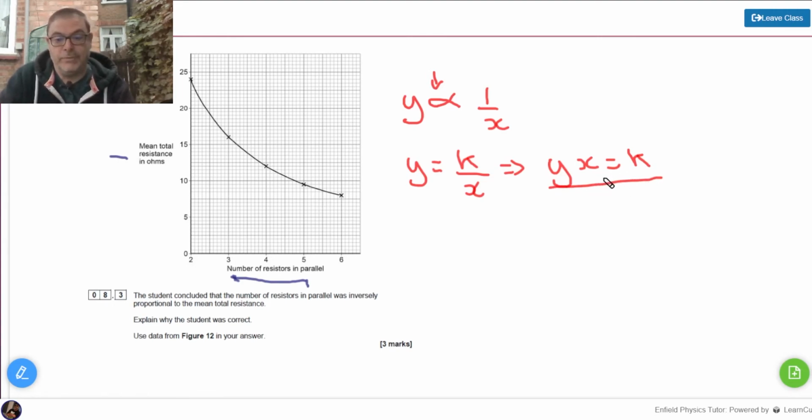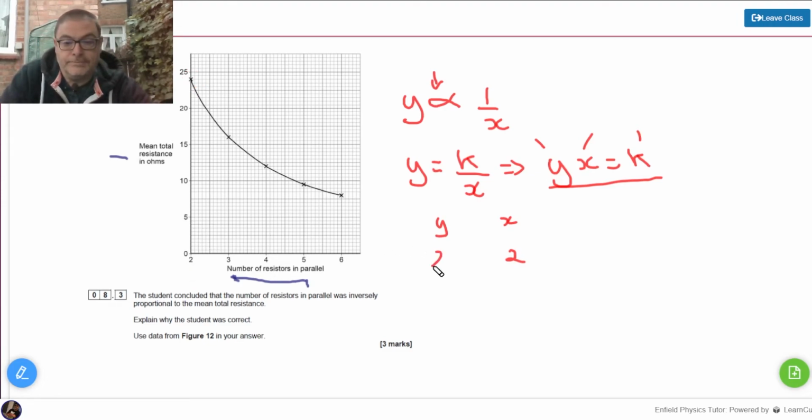If they are inversely proportional, whatever value of y we take and the corresponding value of x should multiply up to give us the same constant. So let's check this out. The y-axis is the mean total resistance. On the x-axis we've got the number of resistors. So let's pick a few points. Why don't we start off with 2? So we're looking at this first point here, 2 resistors, and that gives us a reading of 24.